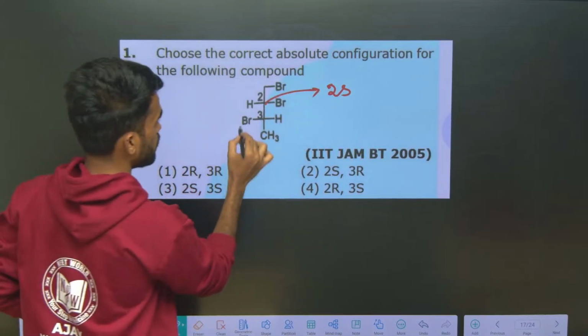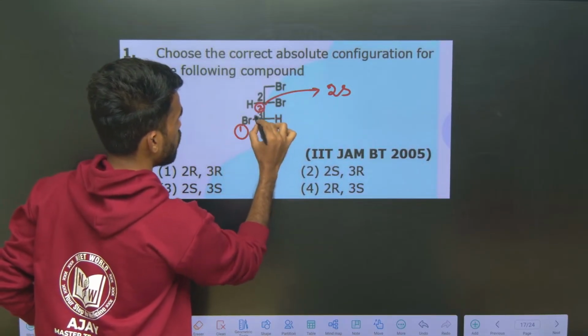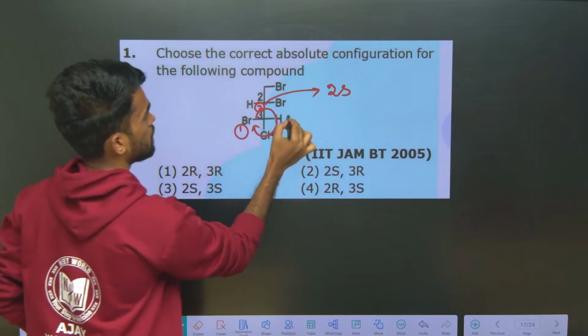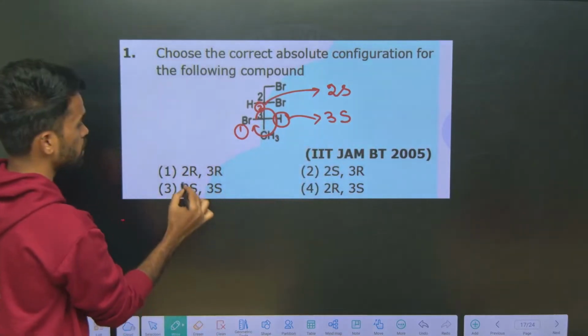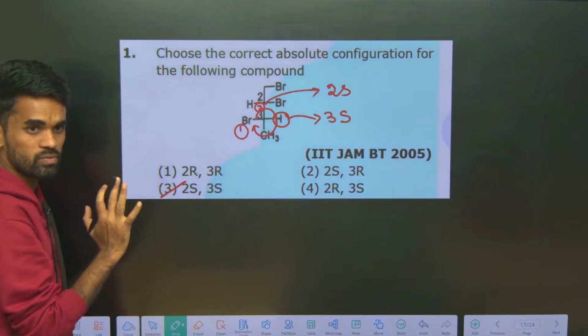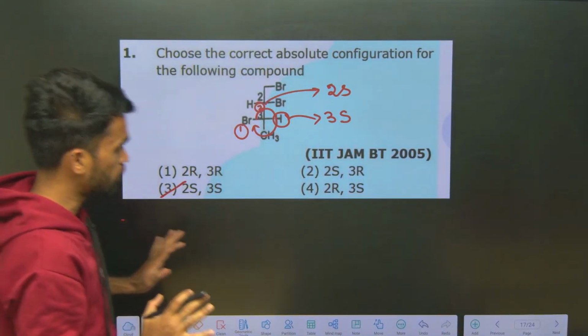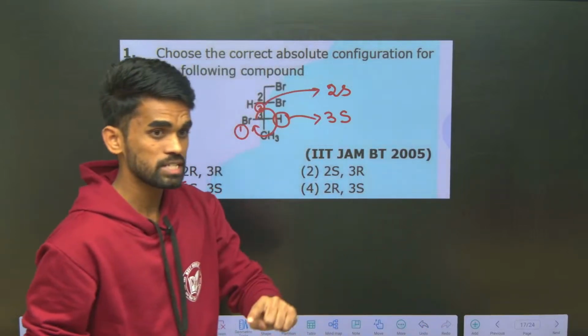1. Next, 2. So how is it moving? Clockwise, but least priority? So 3S. So 4S, 2S, 3S. So this is what we got in the last class also. Okay. Now, what is the previous definition I gave?